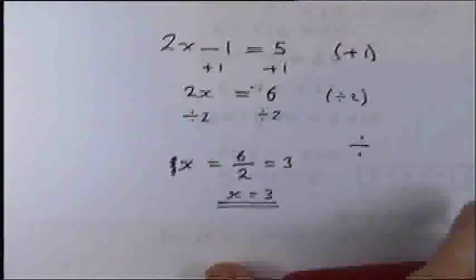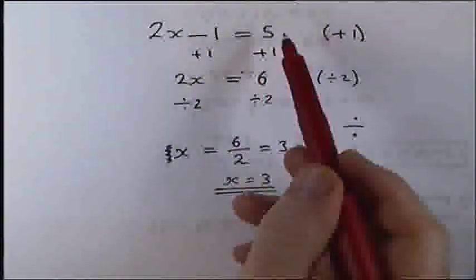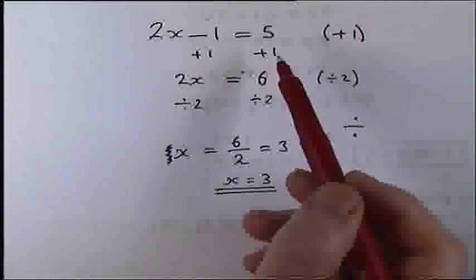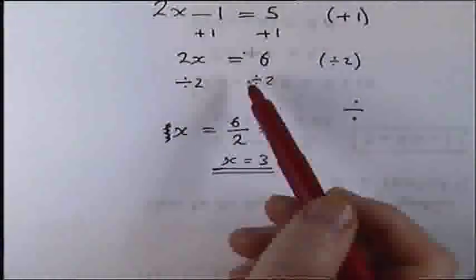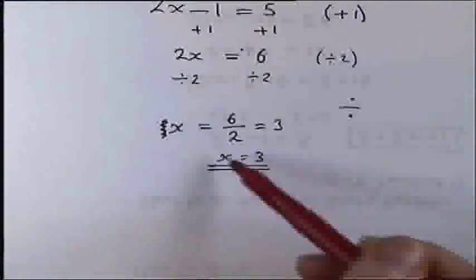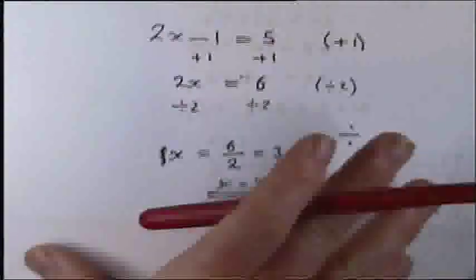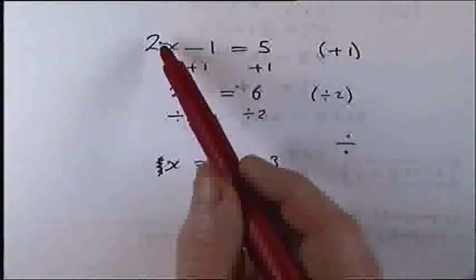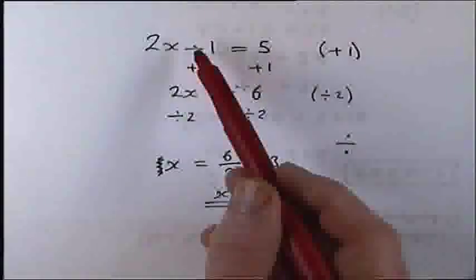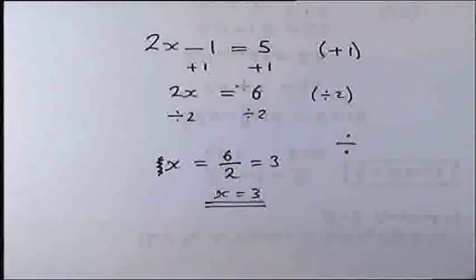So there's the first question done. 2x minus 1 equals 5. We've added 1 to both sides first, then we've divided by 2, and we get the answer that x is equal to 3. Now you can check that makes sense by doing 2 3s are 6, take away 1 does give 5. So they're the most basic two-step problems.